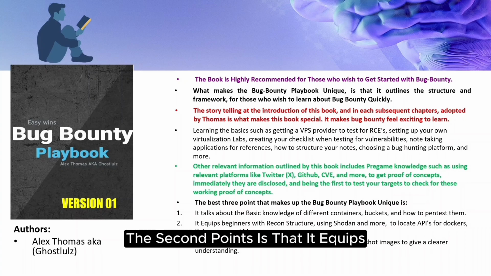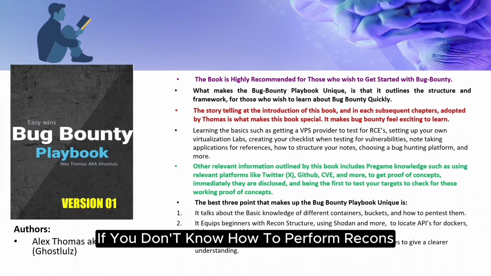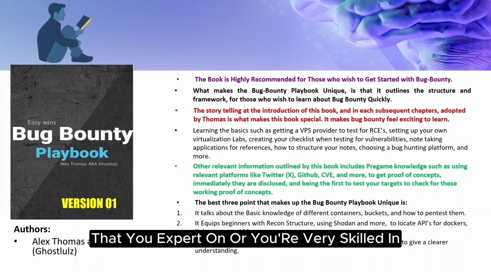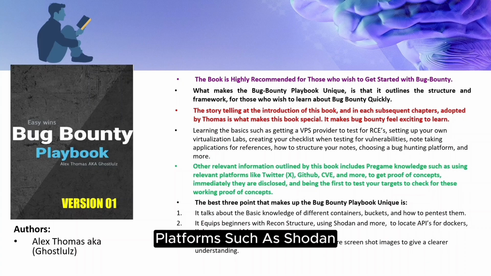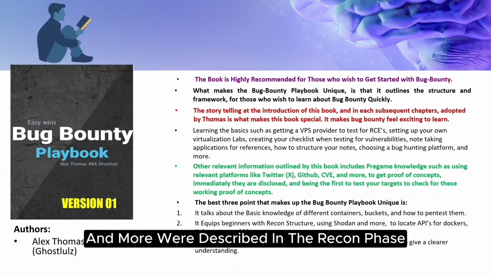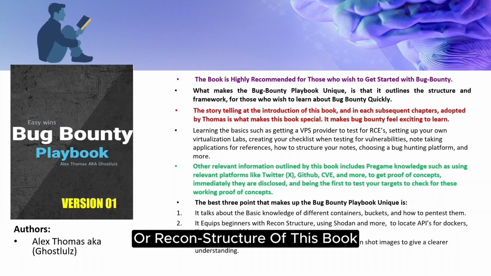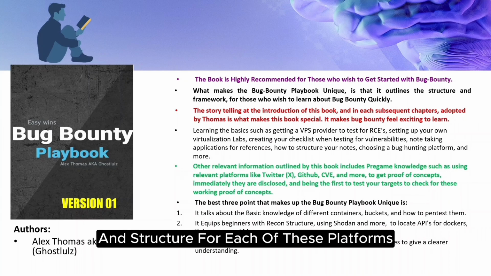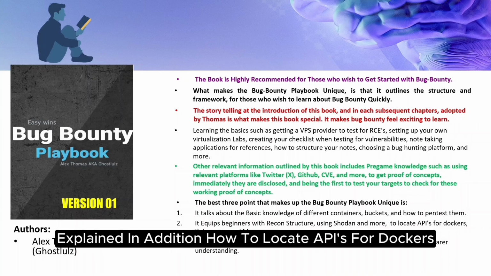The second point is that it equips beginners with a recon structure. Reconnaissance is very important. It's part of bug bounty hunting. If you don't know how to perform recon, how can you get the targets or entry points you want to test for the various vulnerabilities you're skilled in? Platforms such as Shodan and more were described in the recon phase of this book, and the author went in depth, providing images and structure for each of these platforms.